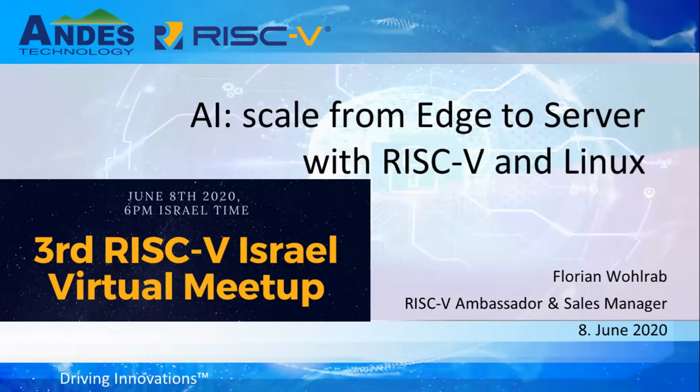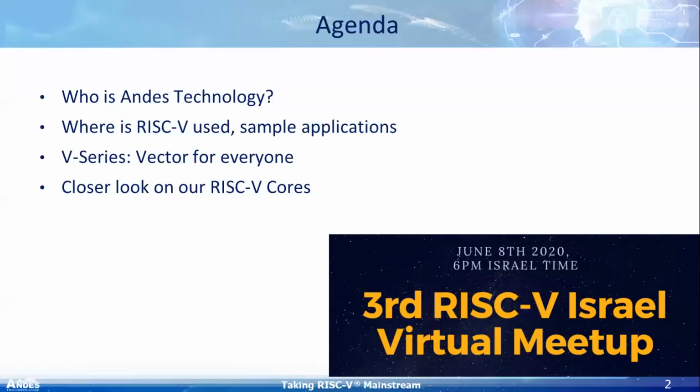Today, I want to talk about AI and how you can scale from edge to server with RISC-V and also use Linux. My agenda: I want to first give a very quick introduction. Who is Andes Technology, in case someone didn't hear of us, but I believe everyone knows us. Then I will go a little bit more into RISC-V, where it is used, and also give some possible sample applications and some real-life applications. I will introduce quickly our vector, which is the vector for everyone, pretty cool, and then have some more technical look into our RISC-V course.